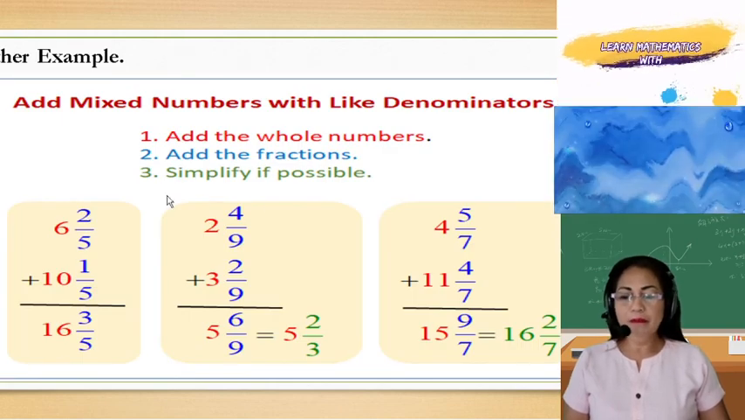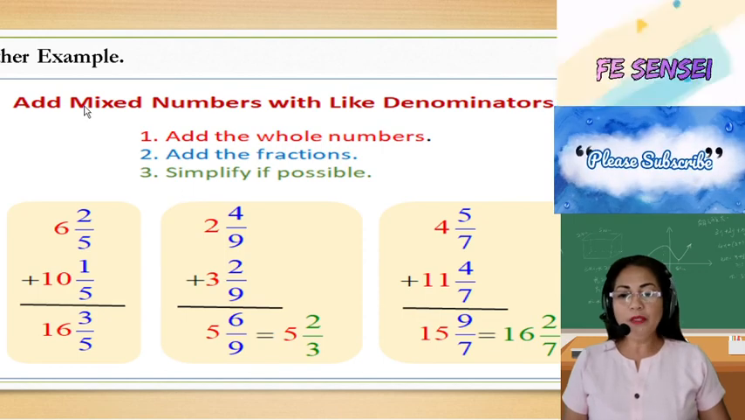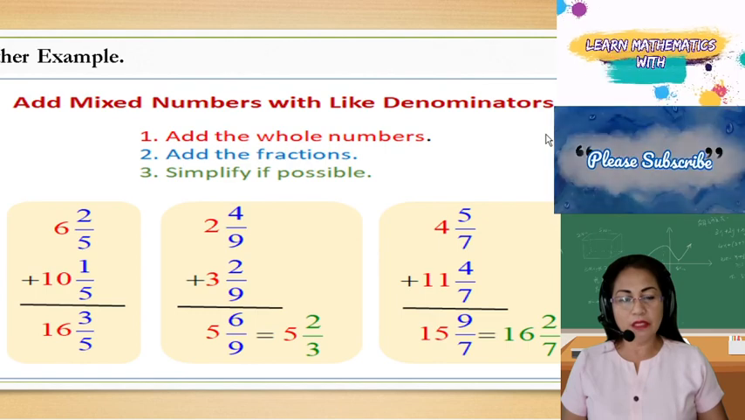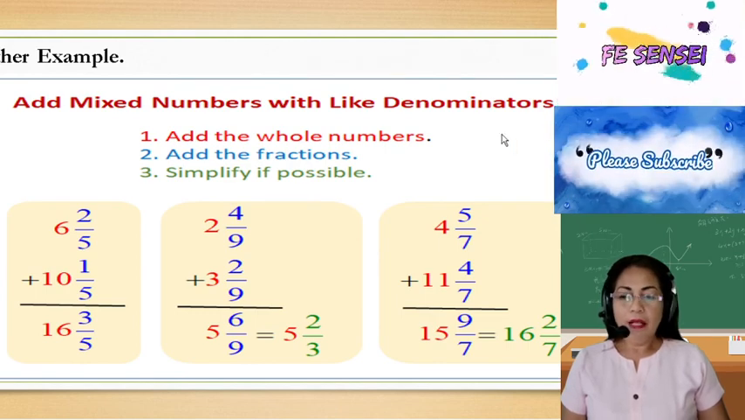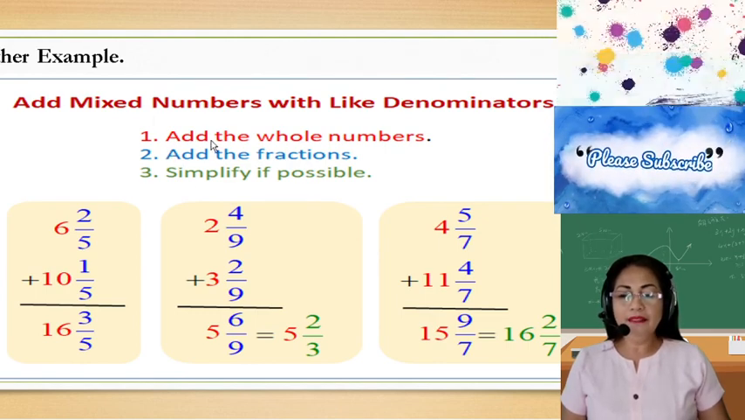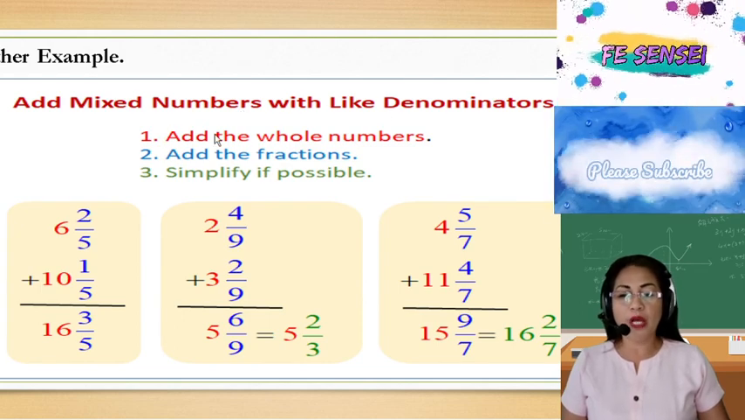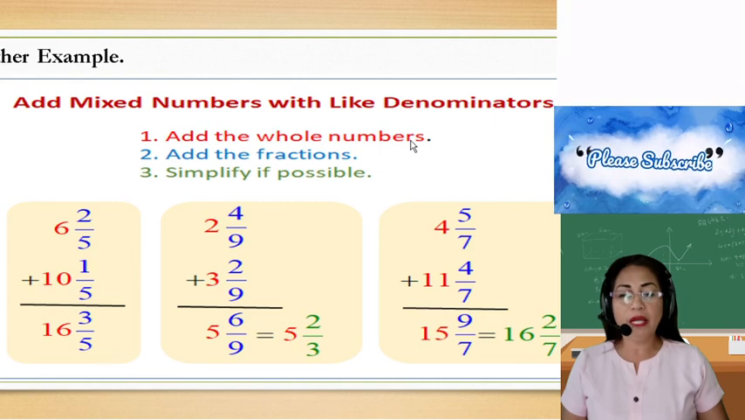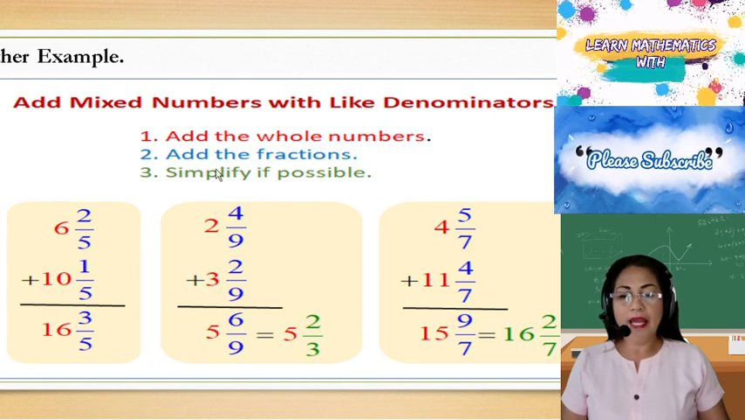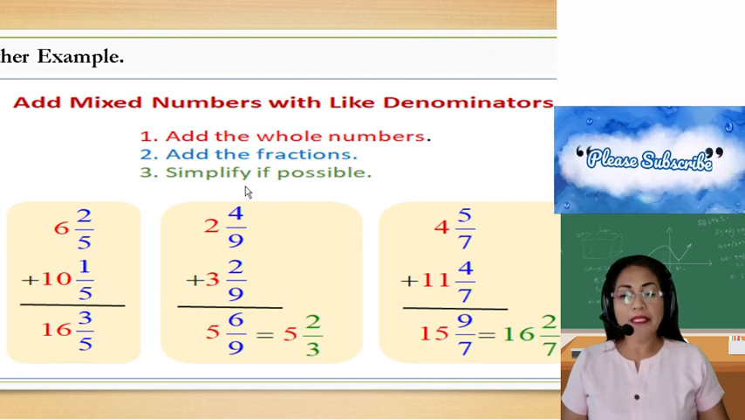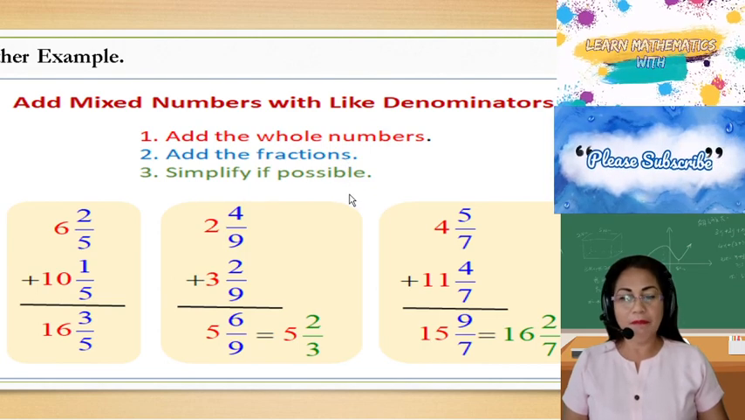Another example, we're going to add mixed numbers with like denominators. To add mixed numbers with like denominators, number 1, you're going to add the whole numbers. Then add the fractions and simplify if possible.